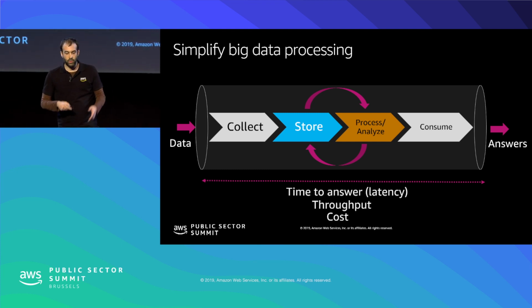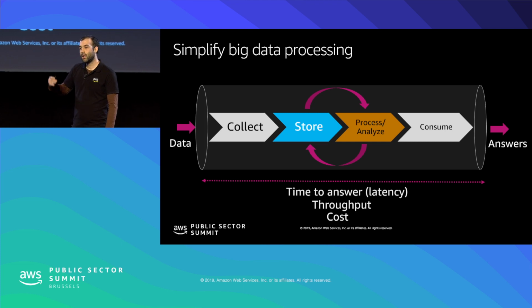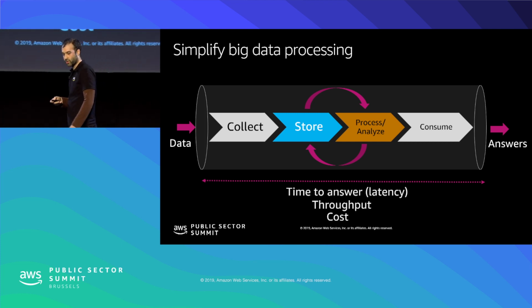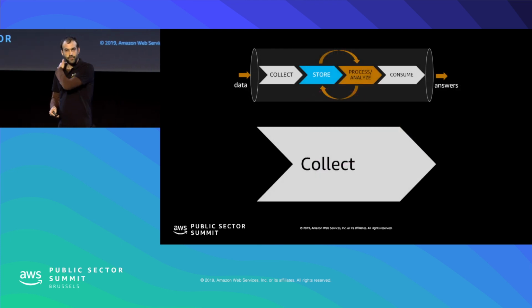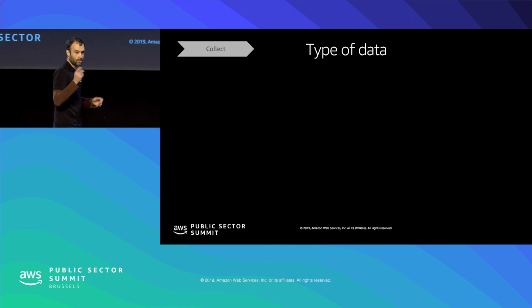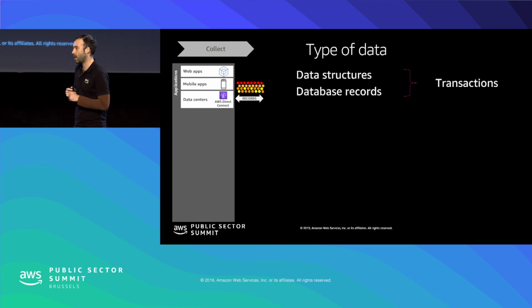So in the next few slides, we're going to go through each and every step, and then we're going to start discussing the technology options when it comes to architecture. So we'll start with collection. When it comes to collection, the first thing you have to think about is the type of the data that you are collecting. So what are the types of the data that I'm collecting?